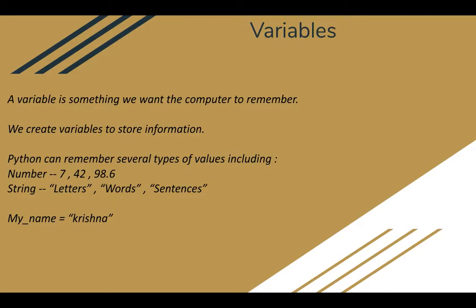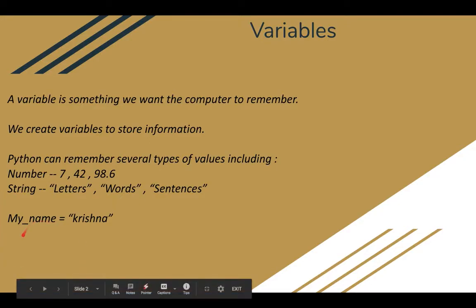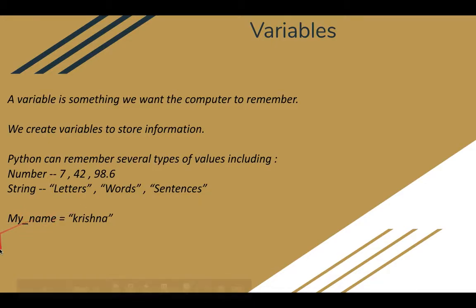Variables do not allow you to have space. If you don't use an underscore, the words will be jumbled and it cannot be a proper sentence or word or letter, right? So that's why we use this underscore to separate these words, and that's why you can see an underscore here.